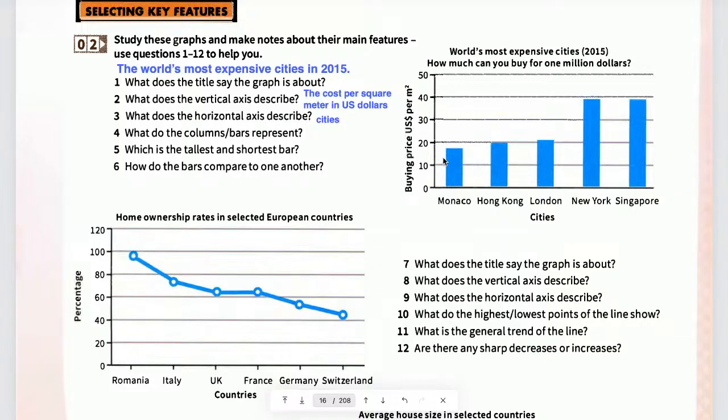So for example, in Monaco, you see the cost per square meter. If you want to buy 1 square meter in Monaco, how much do you have to pay? Maybe $18? US dollars. 18 US dollars. My God. Is that expensive?